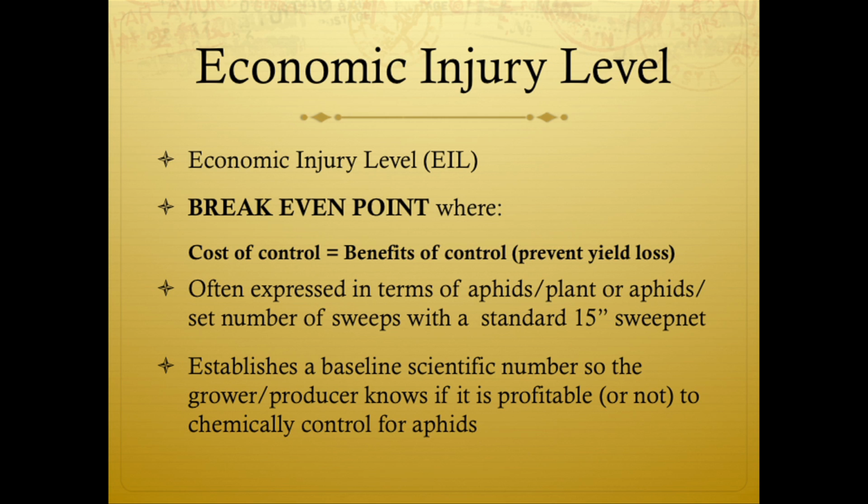Okay, economic injury level. This is the fun part. It's essentially the break-even point where the cost of control, which is the purchasing and applying of the insecticides, is exactly equal to the benefits of control. That would be higher yield after you control the insect. This is often expressed in terms of aphids per plant or aphids per 25 180-degree sweeps with a sweep net. And this establishes your baseline number, so you know if the spraying is profitable or not.